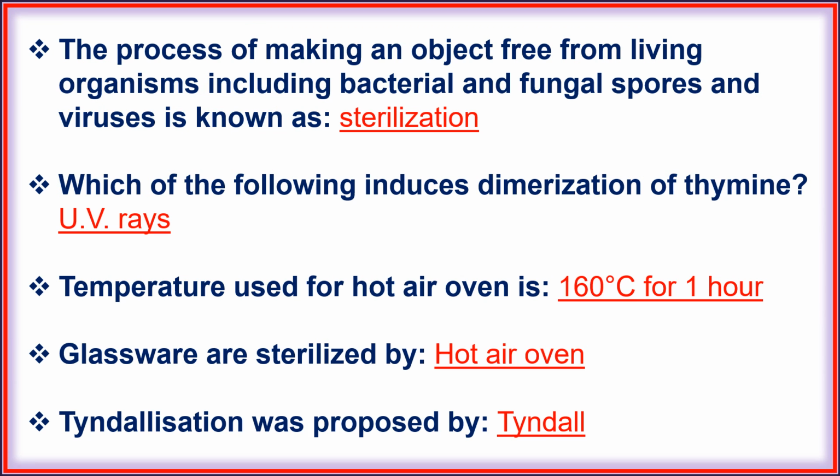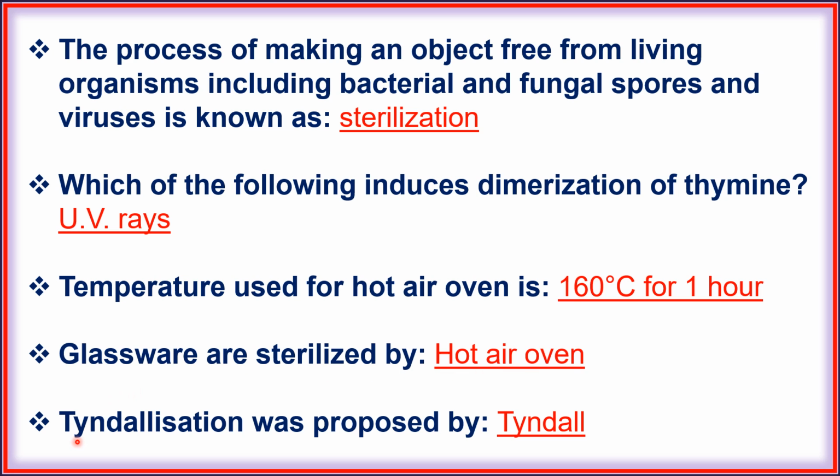The process of making an object free from living organisms, including bacterial and fungal spores and viruses, is known as sterilization. Next, which of the following induces dimerization of thymine? That is UV rays. Next, temperature used for hot air oven is 160 degrees centigrade for 1 hour. Next, glasswares are sterilized by hot air oven.